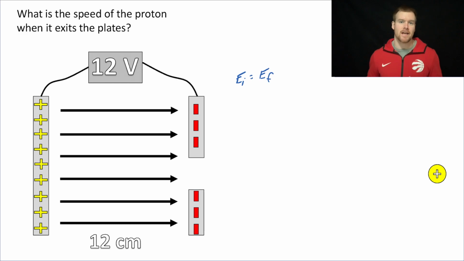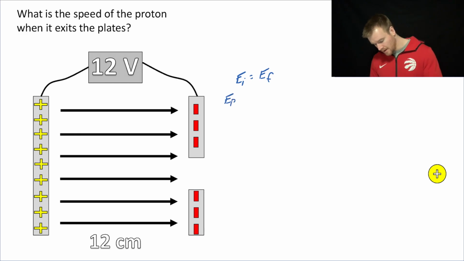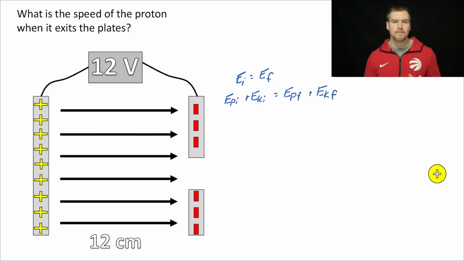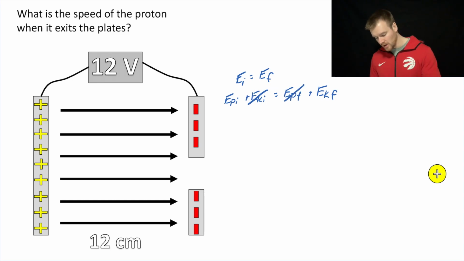And then I'm going to write that same formula that we had from the first slide, where all my potential energy at the start plus my kinetic energy at the start is equal to my potential at the end plus my kinetic at the end. Now we're going to say that when it started, it was at rest, so there was no kinetic energy at the start. And once it leaves the plates, it's got no potential energy after that. So I can cross out those two terms. My EPI is equal to my EKF.